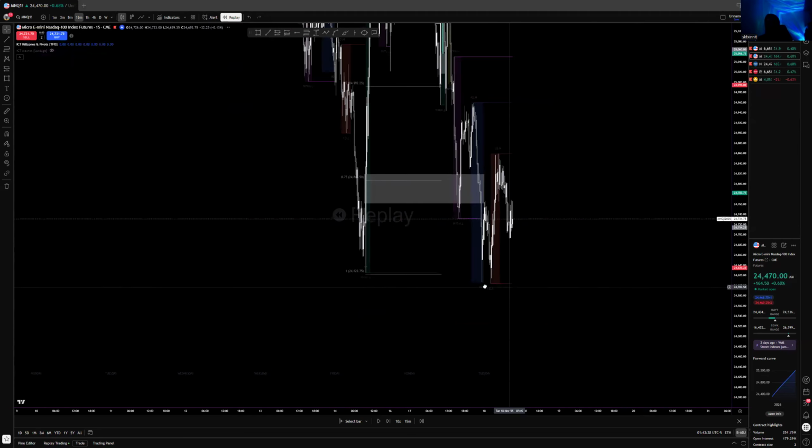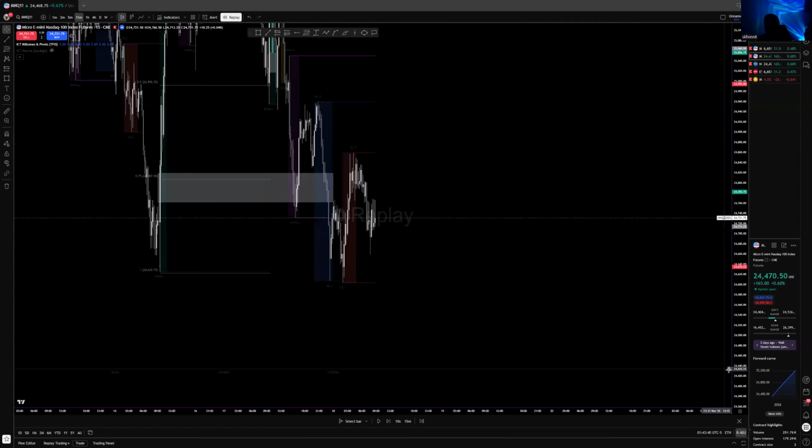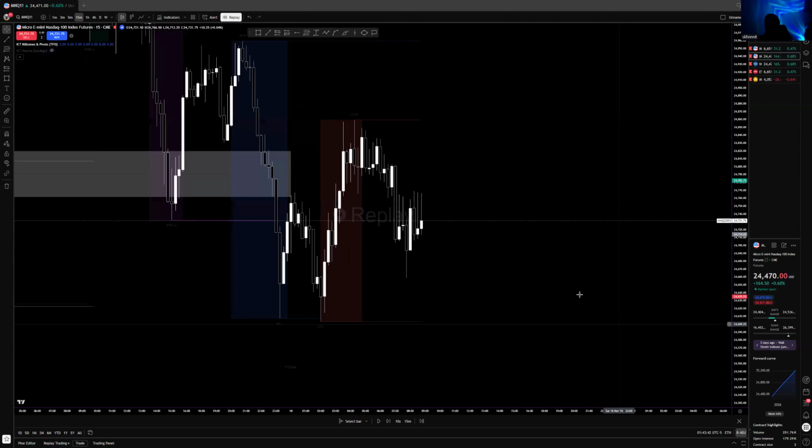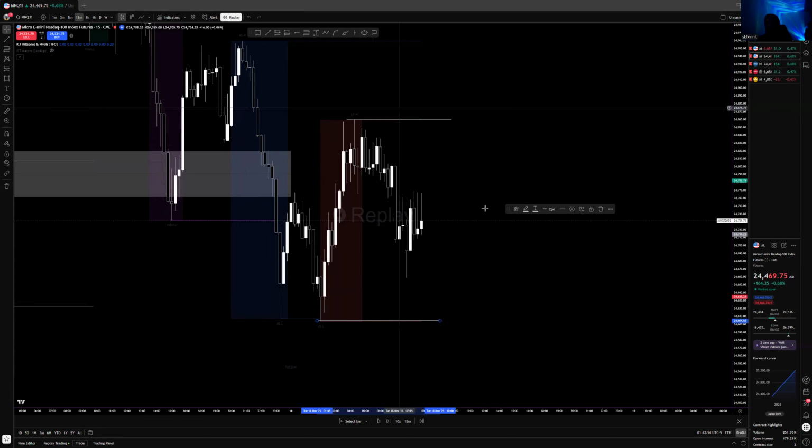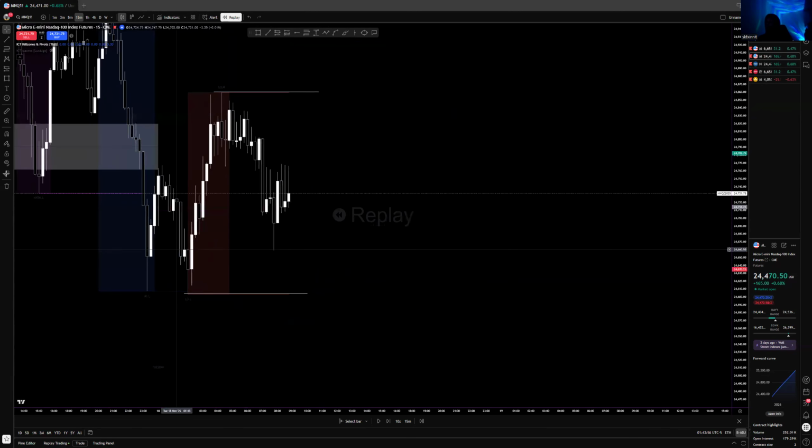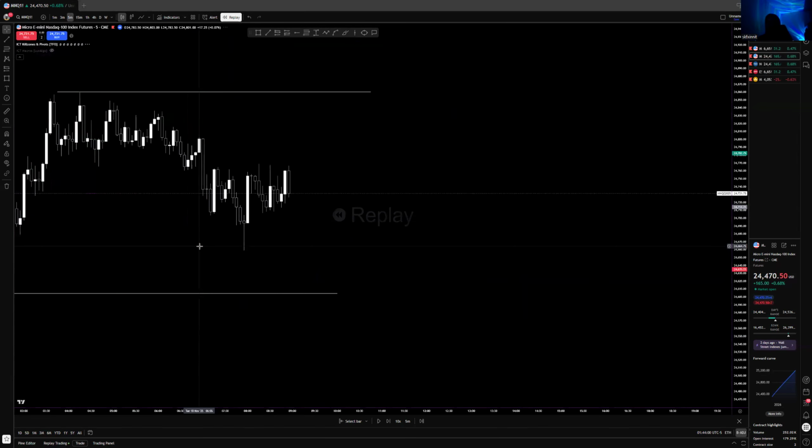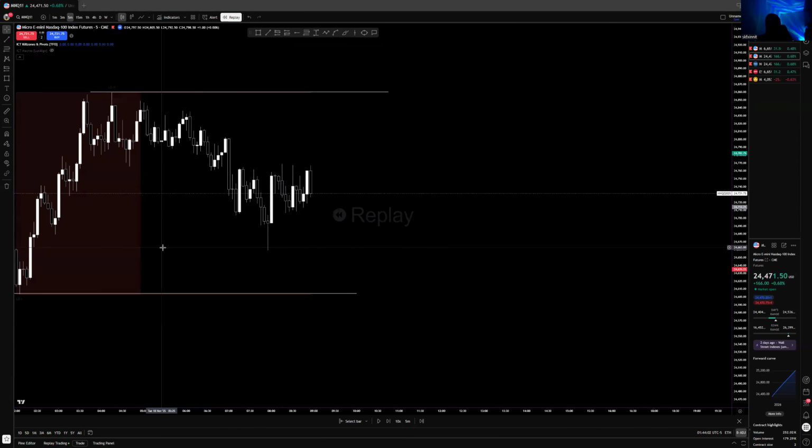Now we're pushing down. We got two components: in order for the price to go up, it has to sweep the sell side liquidity, and in order for the price to go down, it has to sweep the buy side liquidity. Basically, when you go to the lower time frames, you might understand a little bit more.